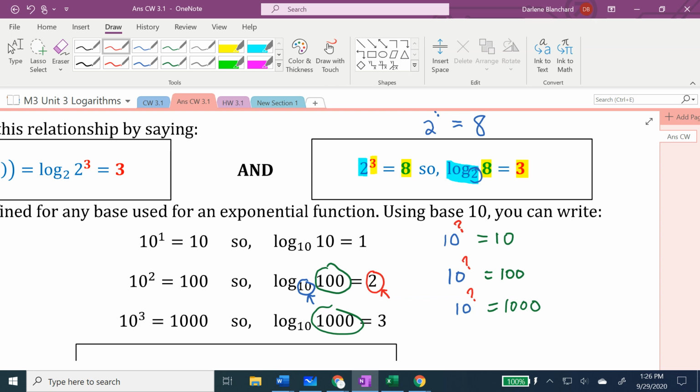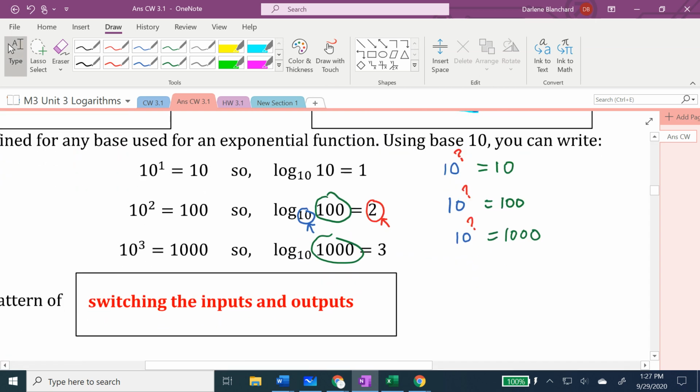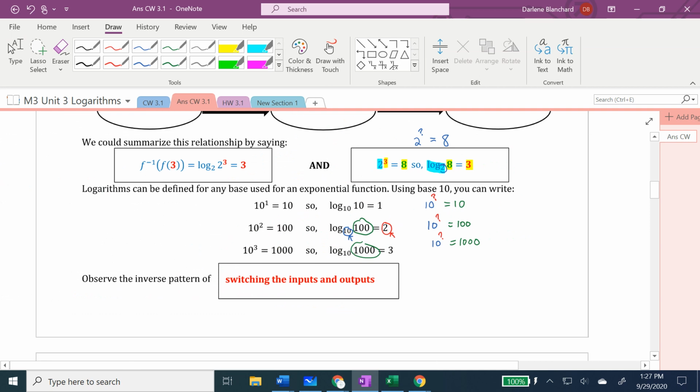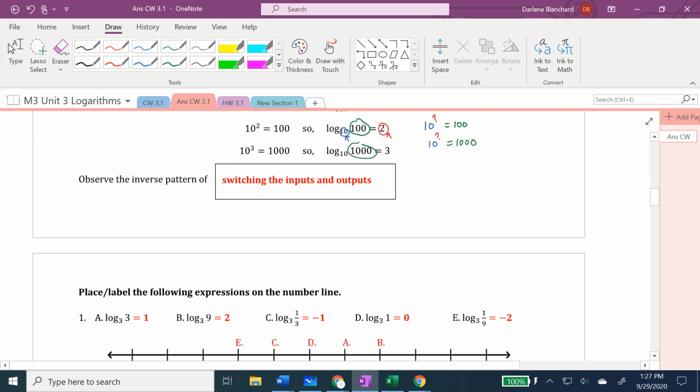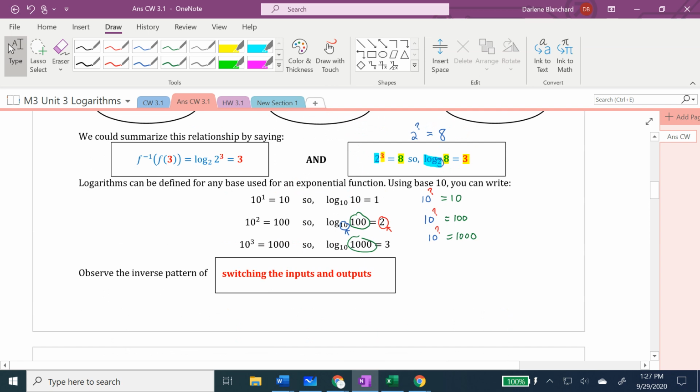So what you want to start seeing logarithms as is that the answers they are giving are actually just exponents. They themselves give out an exponent. And then what I want you to write in is observe the pattern of switching the inputs and the outputs. Now, the next piece, oh, don't show answers, not yet.